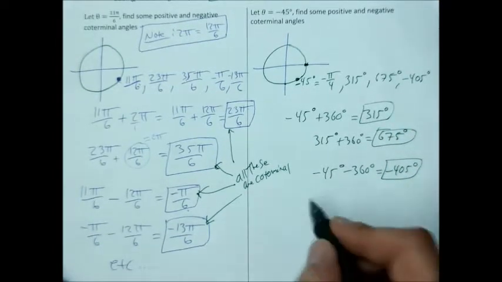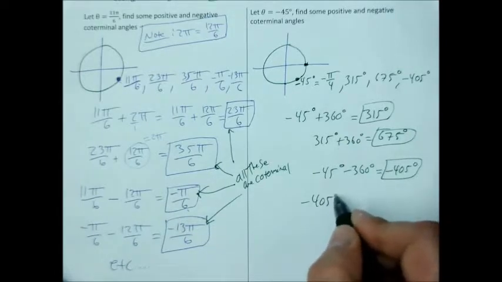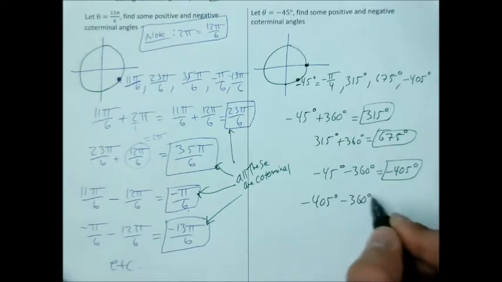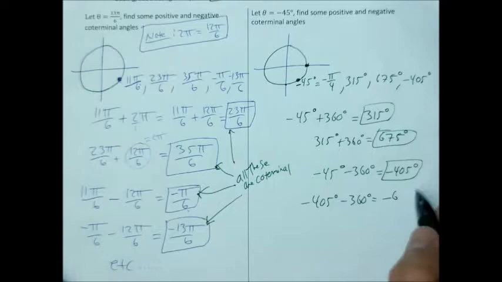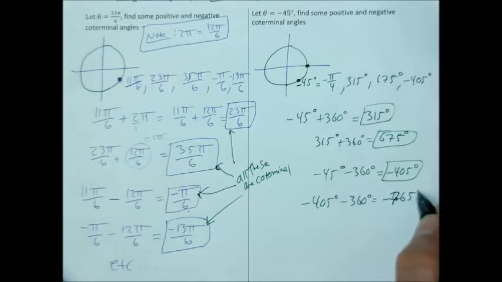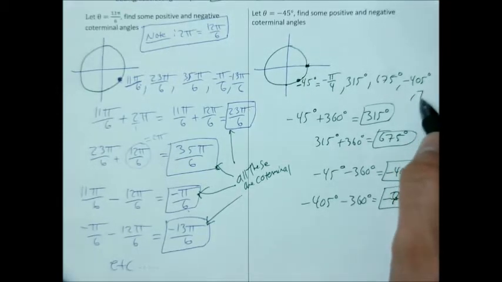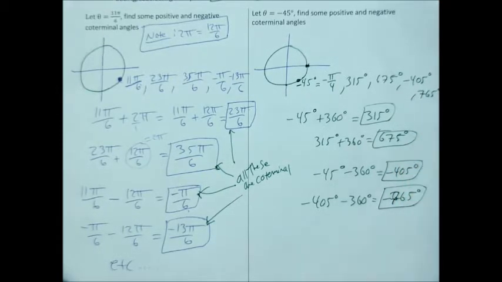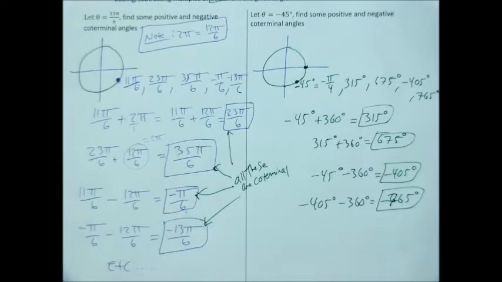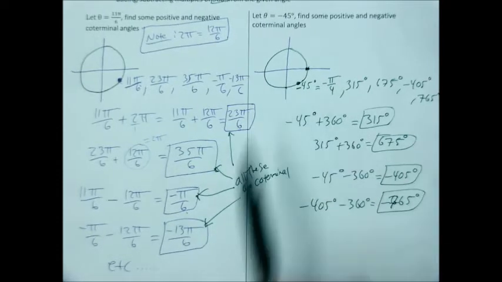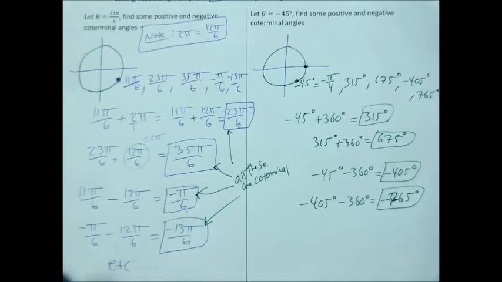And I'll just do one more. Minus 405 minus 360 is minus 765. And so that's another coterminal angle. And so all these are coterminal. All of these angles are coterminal with each other because they all put you on that same very spot on the unit circle.